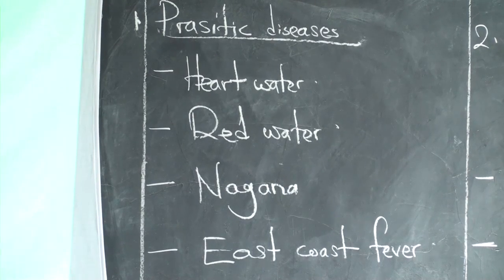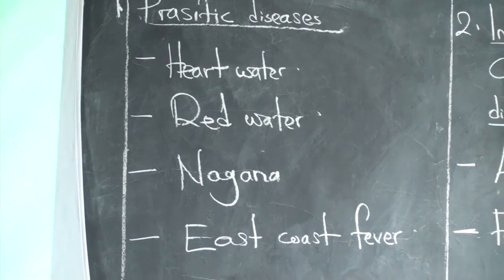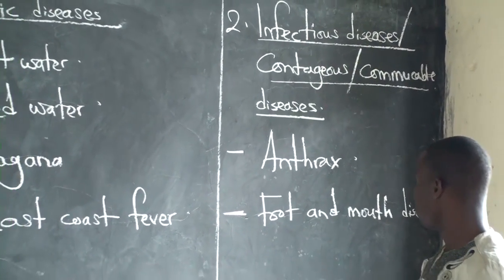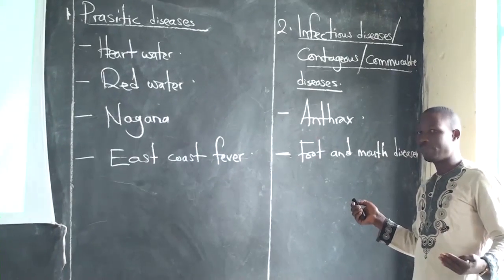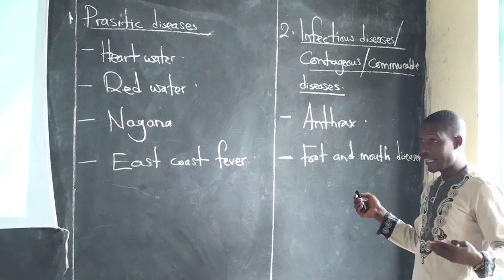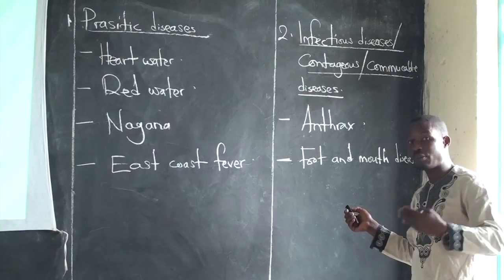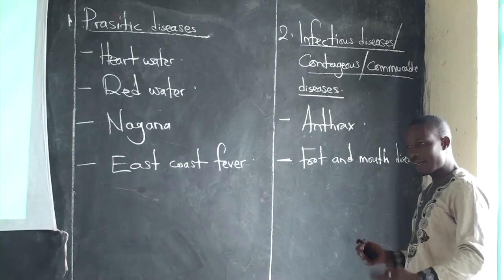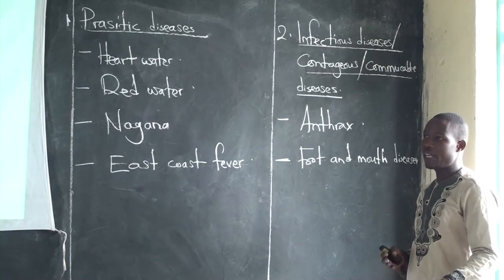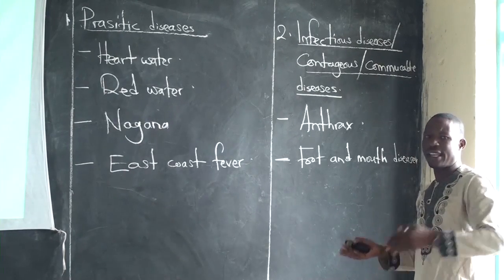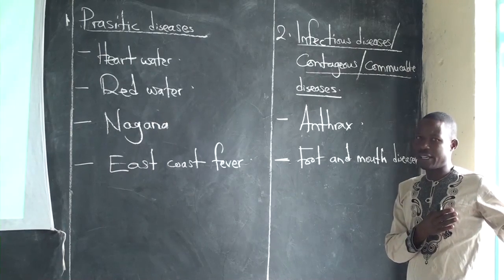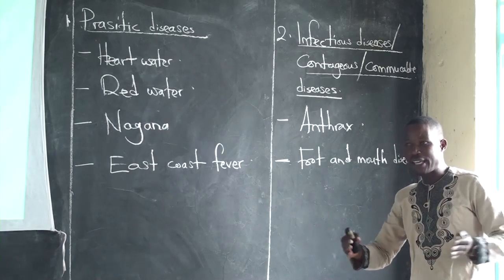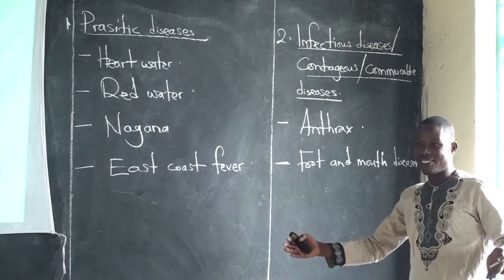And then also the side of infectious diseases, which are also called contagious or communicable diseases. These ones can simply be spread from one place to another, from one organism to another organism, from one animal to another animal. Even leaving the cattle disease, there are other infectious diseases which you can look at. Talk about the coronavirus, it's infectious when you get into close contact. That's why we say keep a distance.